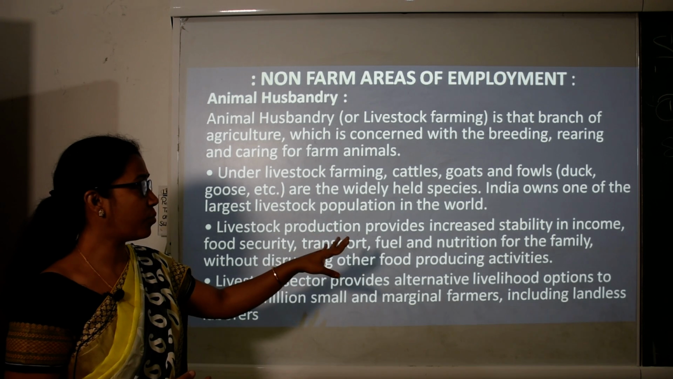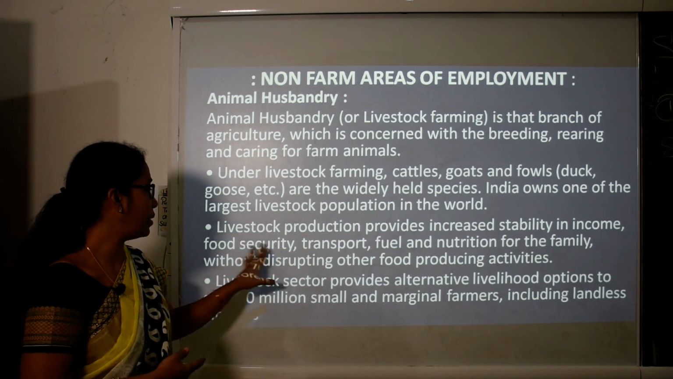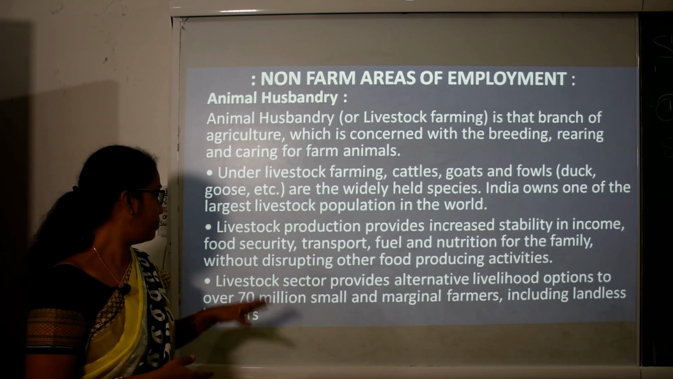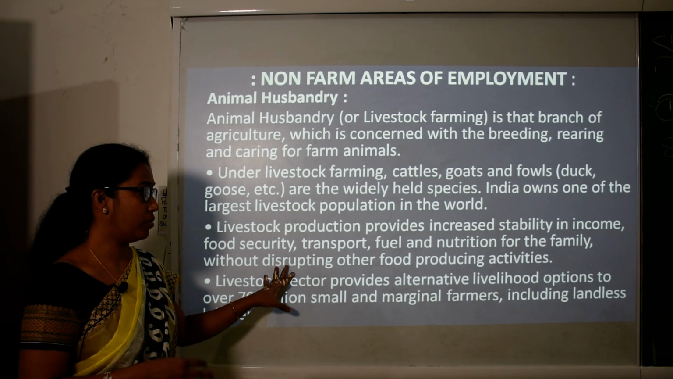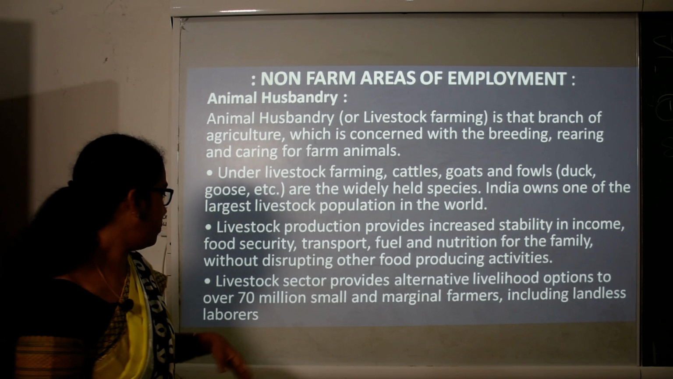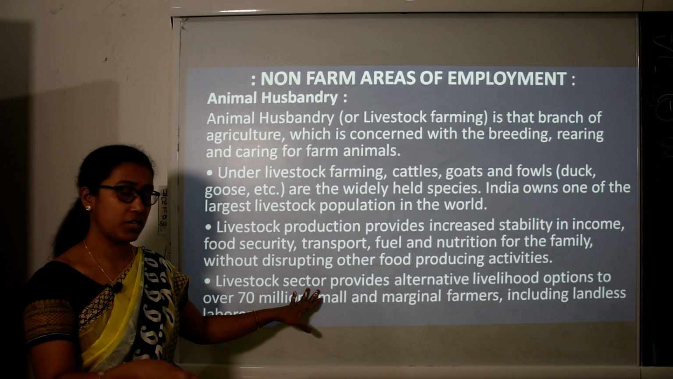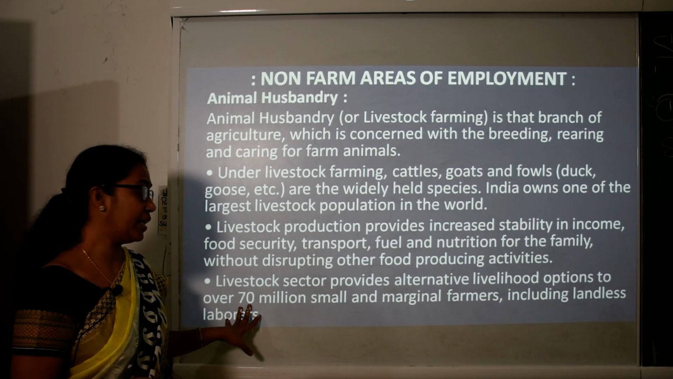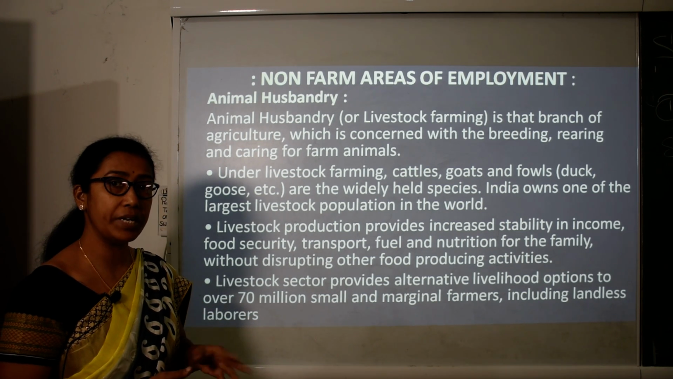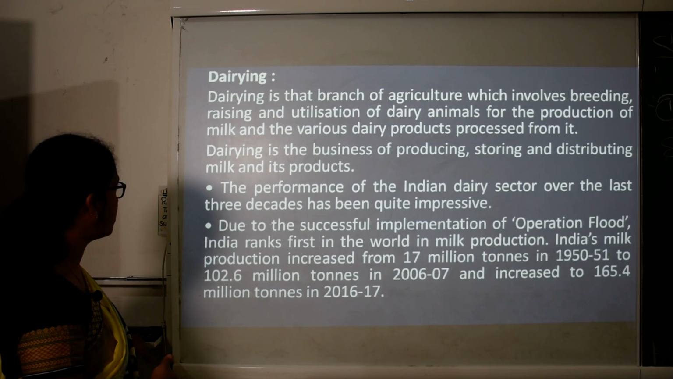Livestock production provides increased stability in income, that is sustainable development for these people, food security, transport, fuel and nutrition for the family without disrupting other food producing activities like farming. So the livestock sector provides an alternative option to people engaged in the farming sector, over 70 million small and marginal farmers including landless farmers. So it is a better option of a non-farming sector, that is animal husbandry.